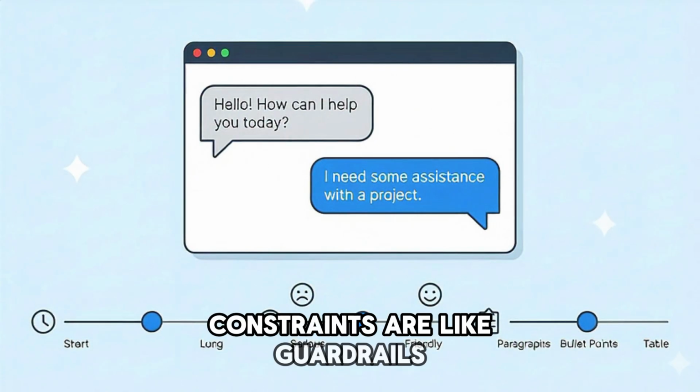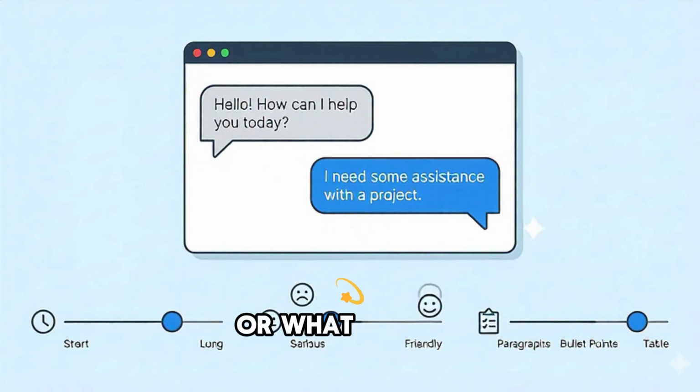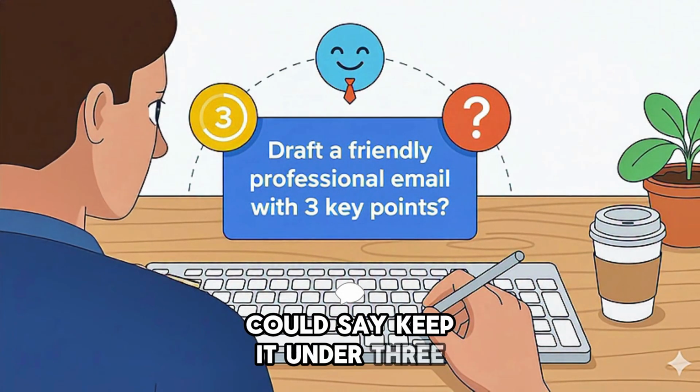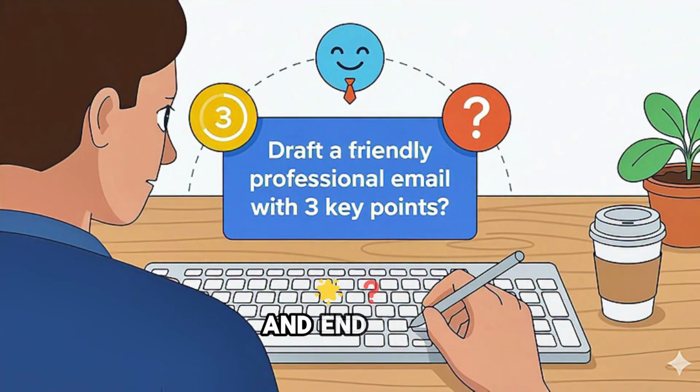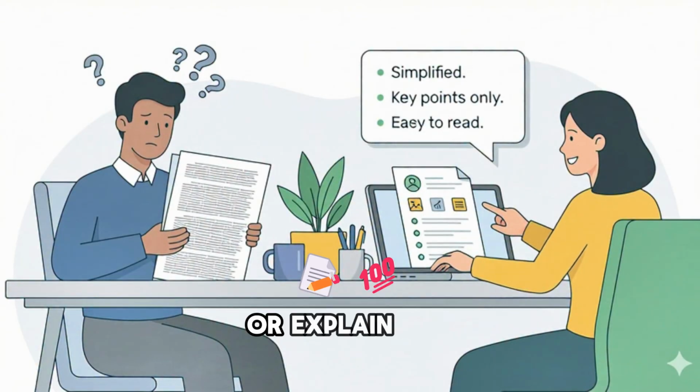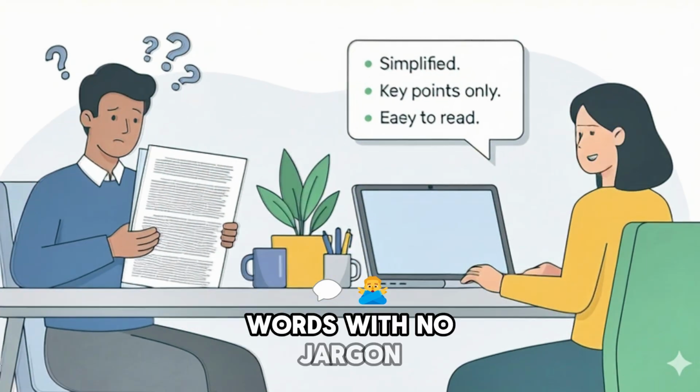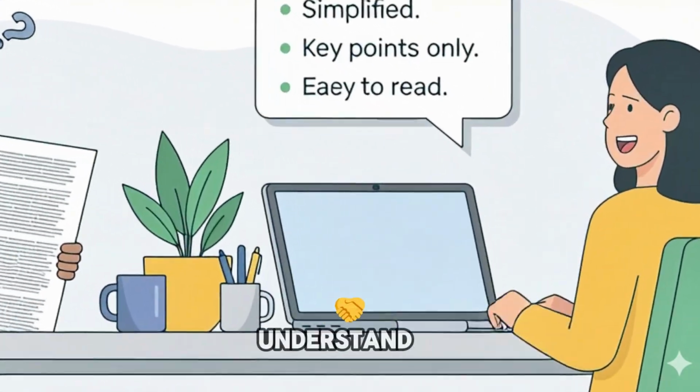Constraints are like guardrails. You tell it how long, what tone, or what format you want. You could say, keep it under 3 sentences, friendly but professional, and end with a clear question. Or explain this in about 100 words with no jargon so my non-technical coworker can understand it.